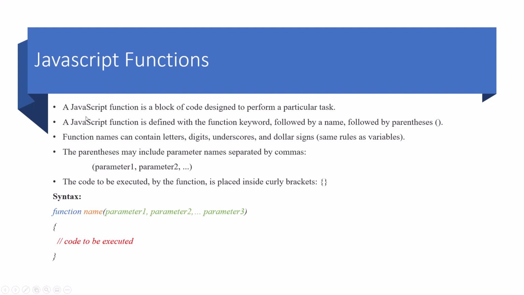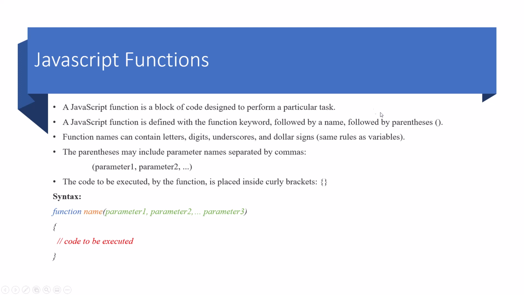So starting with what is a JavaScript function. A function is a block of code designed to perform a particular task. Here the JavaScript function is defined with the function keyword, f is small, followed by the user defined name for the function and followed by the parenthesis. The function name can contain letters, digits, underscores and dollar signs. We have the same rules as for variables. We already discussed JavaScript variables in our previous video. The same rules are applied here for the function name also.